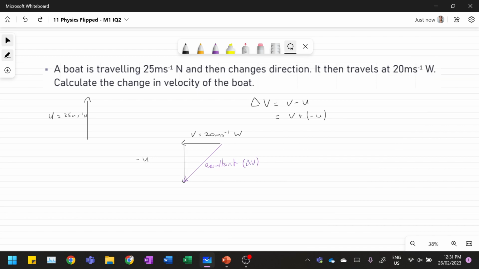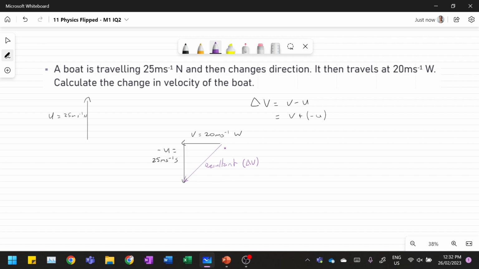In order to complete our vector analysis, I'm just going to label our negative u vector, and that's going to be 25 meters per second south. From here, the problem is solved in pretty much the same way as the first question. What we need to do first is find the magnitude of the resultant.